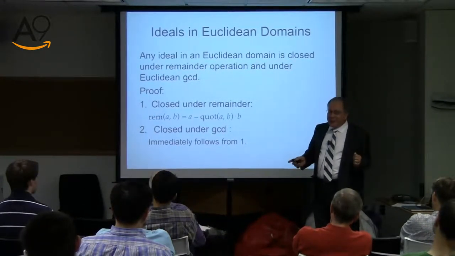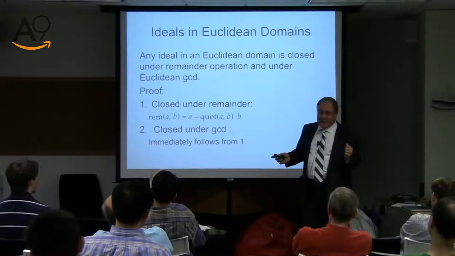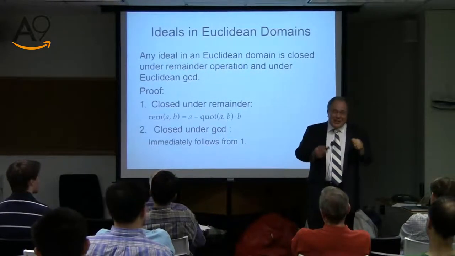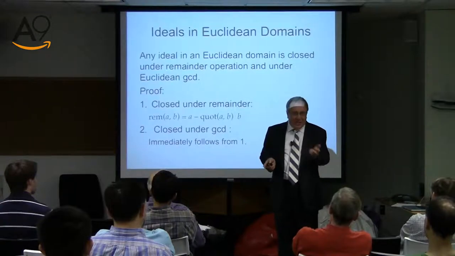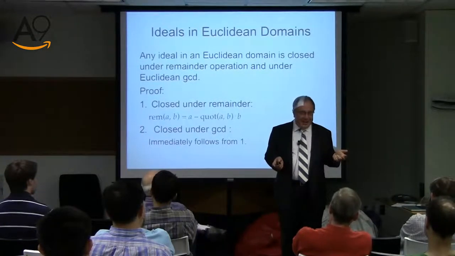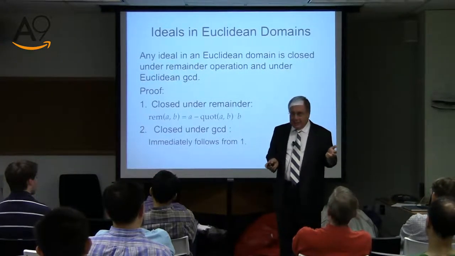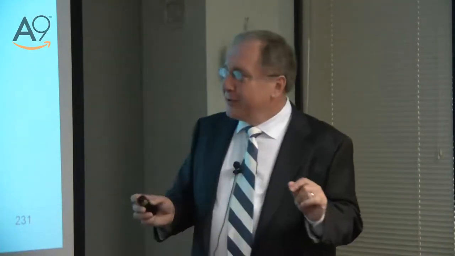And it's closed under GCD. And here I just couldn't resist. It immediately follows from the first one. Why? Because how do we do GCD? We apply remainder till it becomes zero. So any intermediate remainder, including the GCD, is going to be part of the ideal. Okay? It's actually simple, guys. I'm not hiding complexity or anything. There is no complexity.